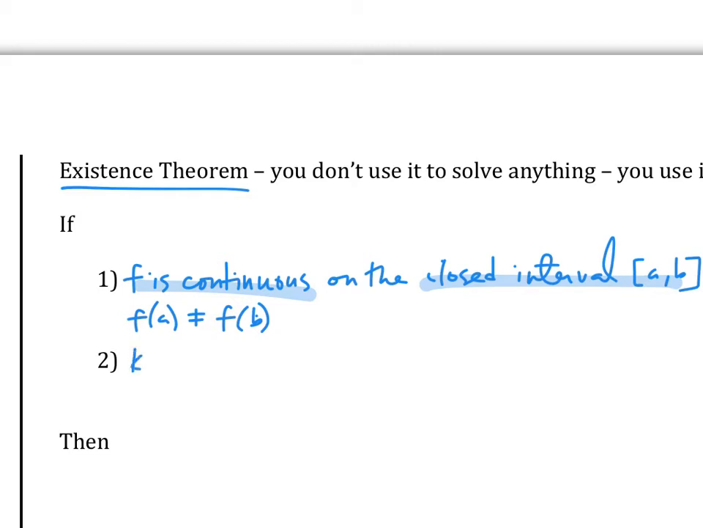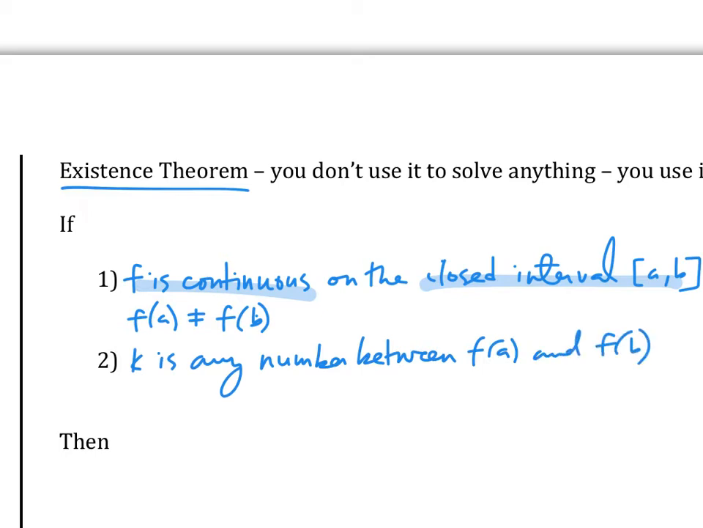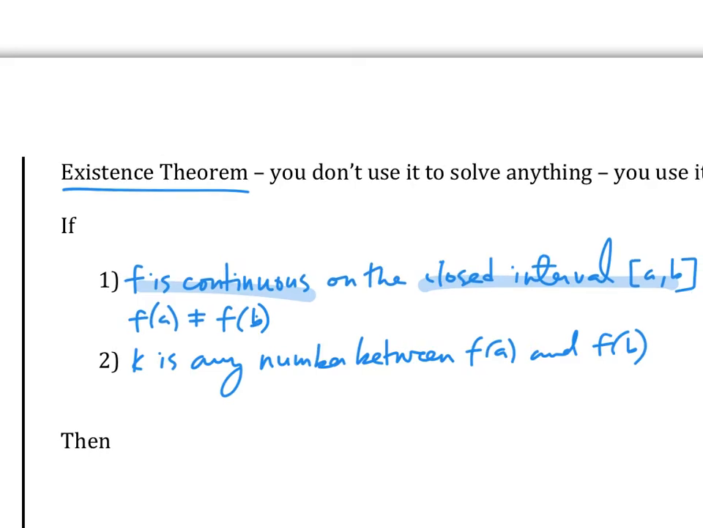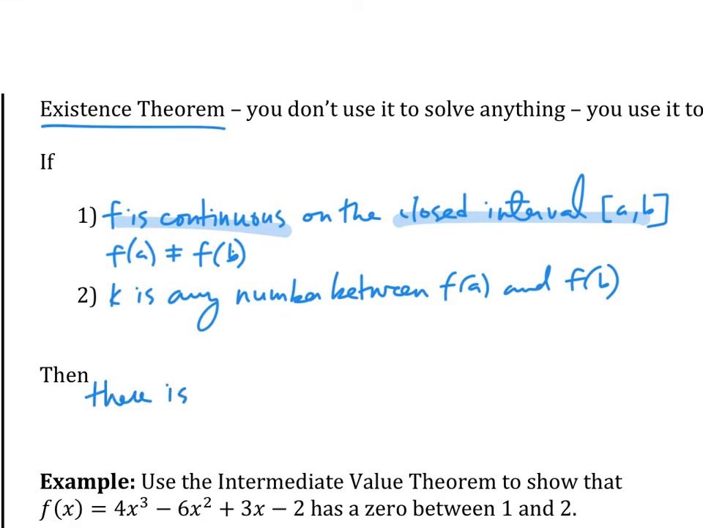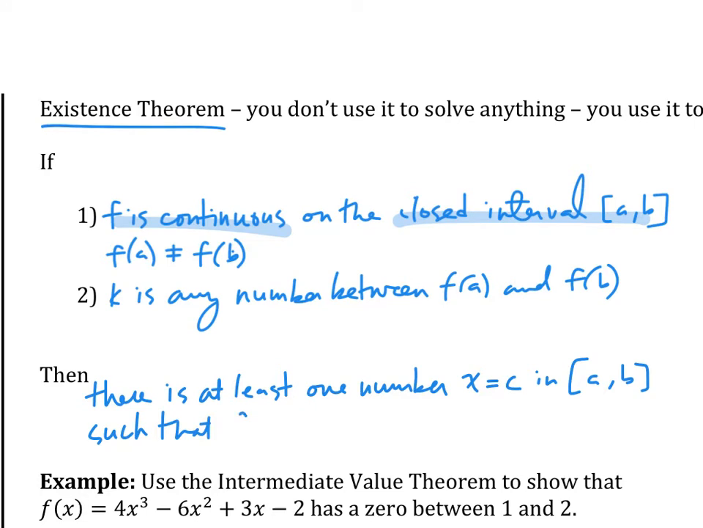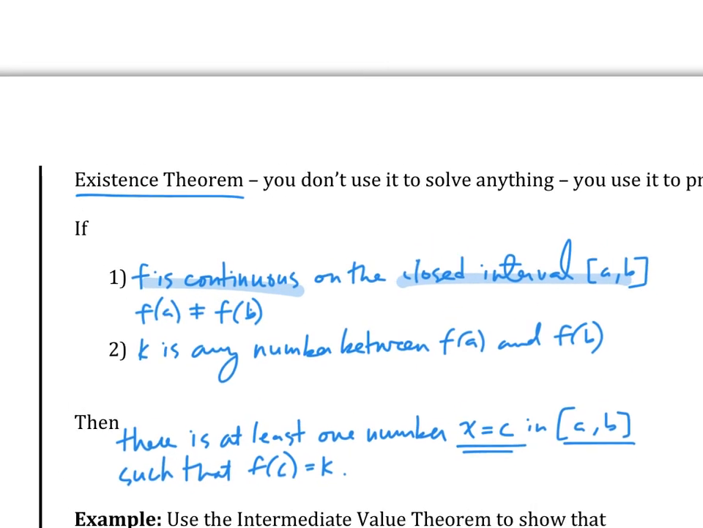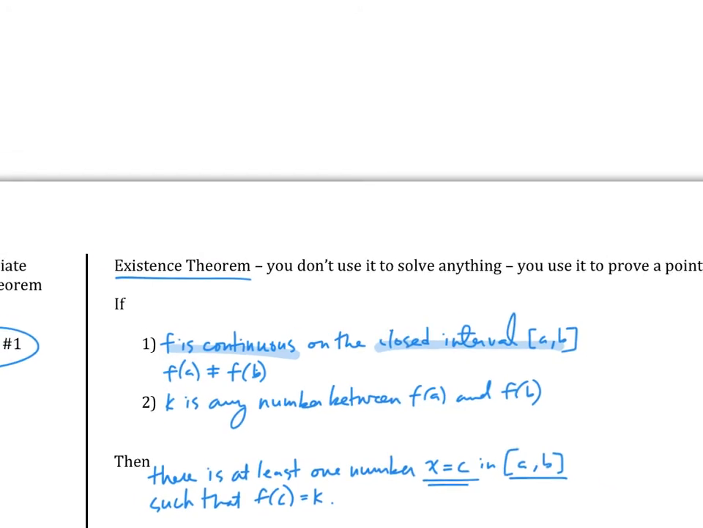The second requirement is K is any number between f of A and f of B. So f of A and f of B are the y values, so K is a y value that's between f of A and f of B. If this is true, then there is at least one number, let's say x equals C, in A to B such that f of C is K. So there is a number x equals C in the interval A to B so that f of C is equal to K. Okay, that is a lot of information, so I'm going to show you graphically what it actually means.